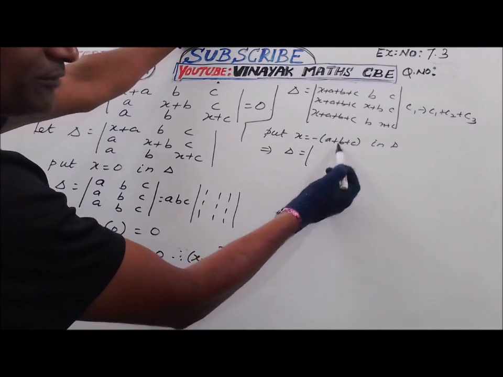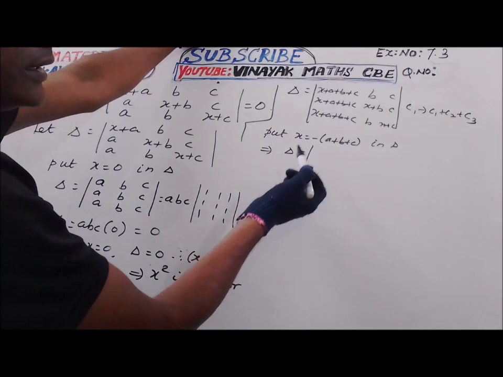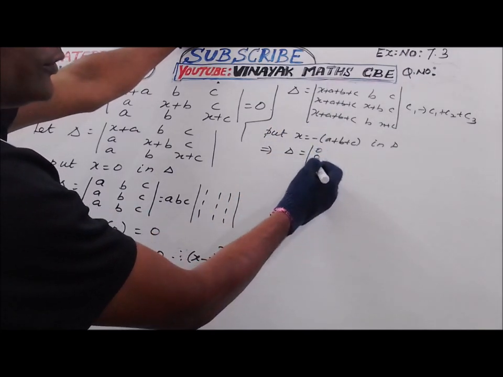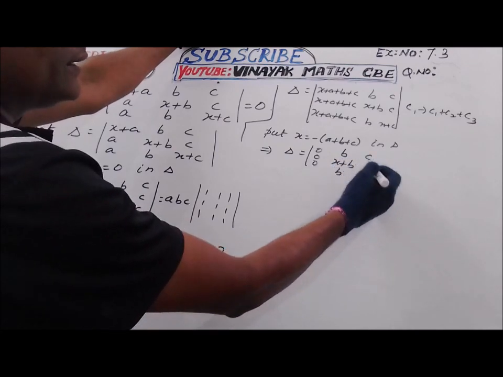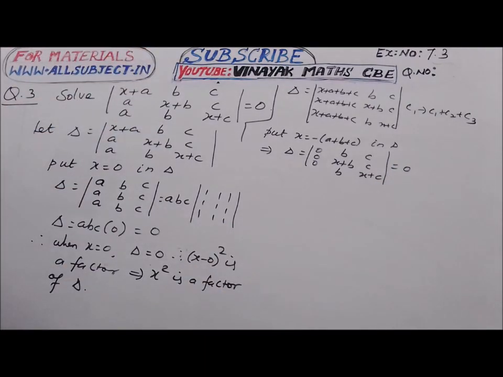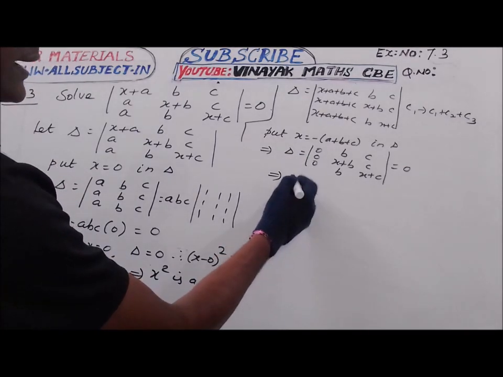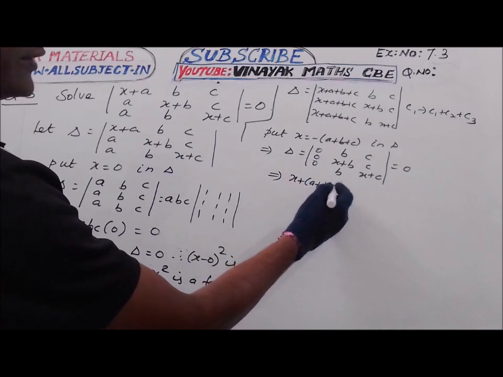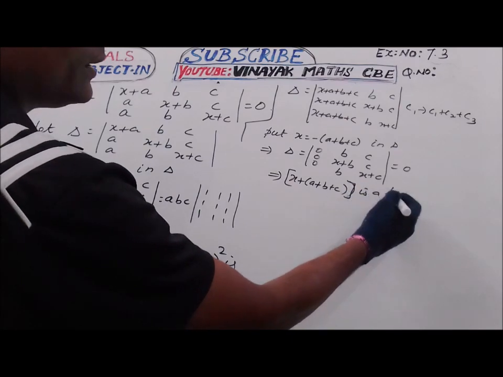This means minus a minus b minus c, and here we have plus a plus b plus c. Both get cancelled, therefore the remaining are 0, 0, 0. So we have b, x plus b, b and c, c, x plus c remaining here. This means it is equal to 0, because in a determinant, if a row or column has all the entries 0, the determinant value becomes 0. So delta is 0, which implies x plus a plus b plus c is a factor of delta.